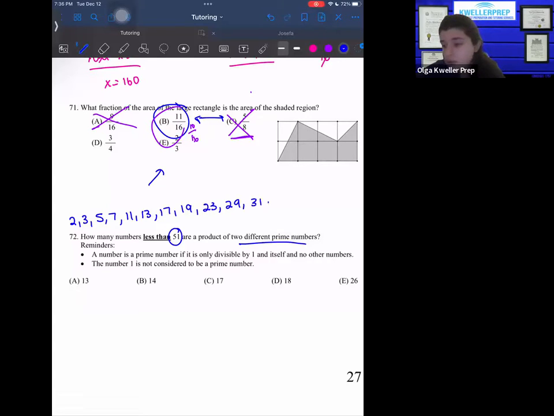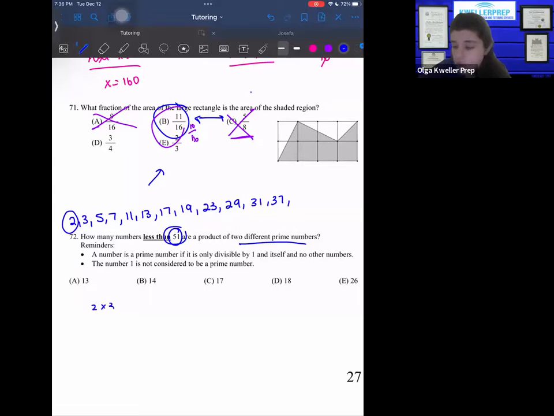31 works. 37 works. And then we can stop there because most likely when we start multiplying, it's going to be greater than 51. So then let's start multiplying. At first I would multiply 2 by all of it because it's the smallest number, right? I don't want to extend higher than 51.